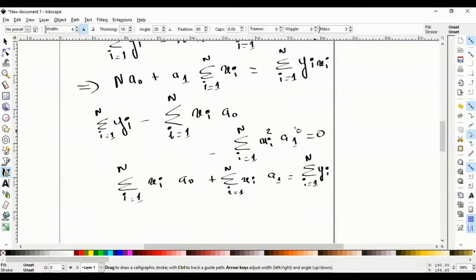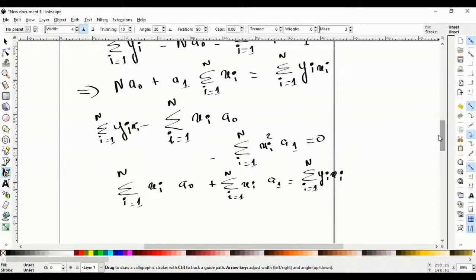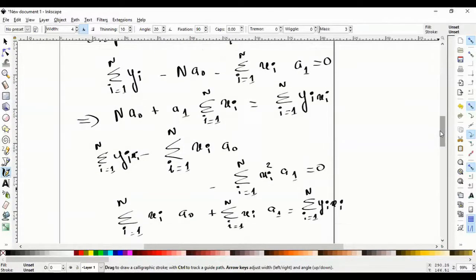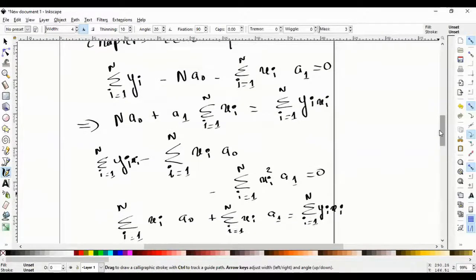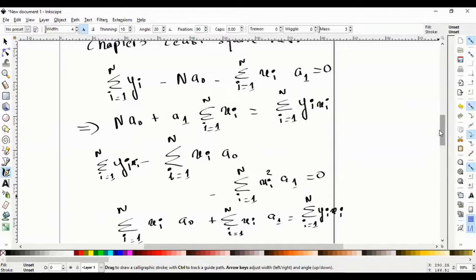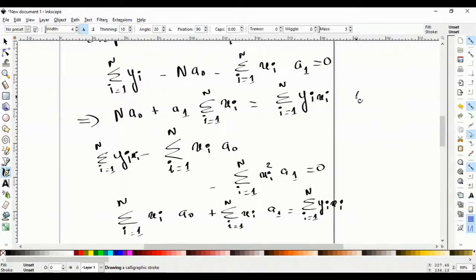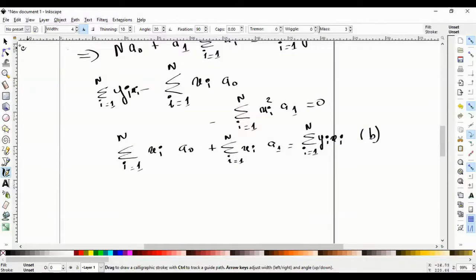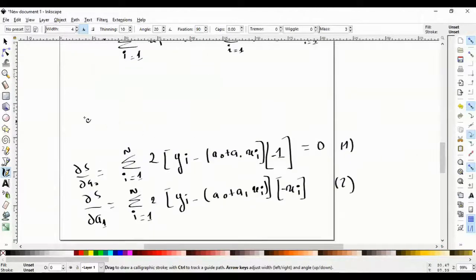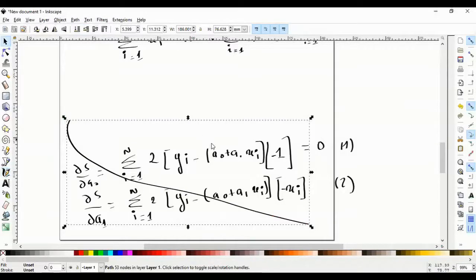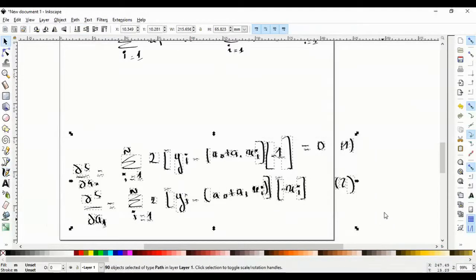Yes, it's yi xi. Okay, now if we take both equations together, let's put this one as equation A and this one as equation B, and put them one under the other and express them in matrix form. But in equation A there is no xi; you put yi xi, you want to remove xi, I think.